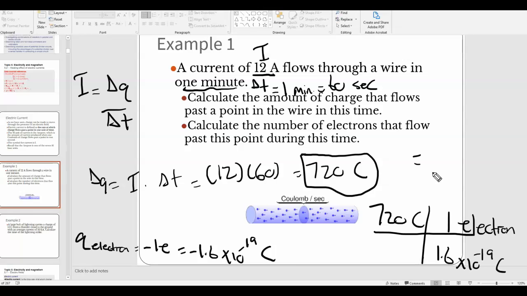720 divided by 1.6 times 10 to the negative 19. I get 4.5 times 10 to the 21 electrons, and that's the answer to the second question, which is quite a lot of electrons flowing in 1 minute. That's almost a mole of electrons. Okay, so just really basic understanding of what electric current is. That's how quickly charge flows. Pause there if you need to look at that.